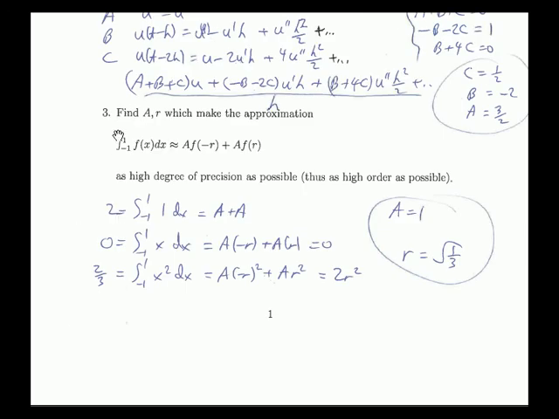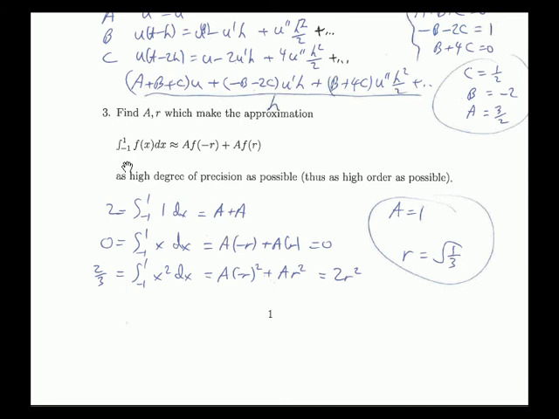Okay, on the first page of the first test, there's already a problem where that theorem is important. It says determine the weights A and the sample points R such that this is as high degree precision as possible and thus as high order as possible. So you just plug in f equal to 1, f equal to x and x squared, and try to make it go as far as you can. Choose A and R to make it go as far as you can.